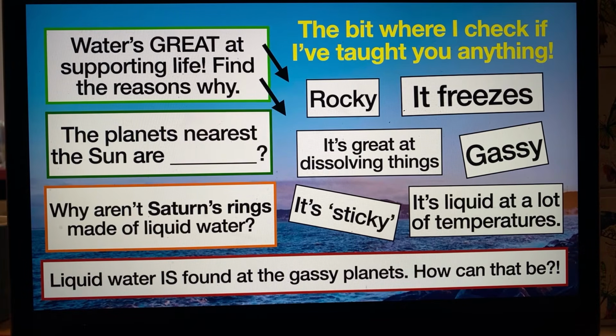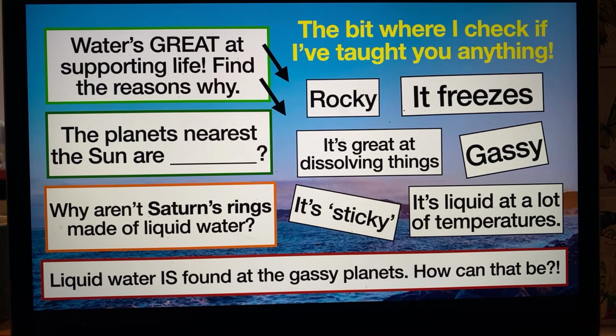Next question, the planets nearest the sun are... What are they? What are the planets nearest the sun? So you can choose from rocky, it freezes, it's great at dissolving things, gassy, it's sticky, it's liquid at a lot of temperatures. Why aren't Saturn's rings made of liquid water? Why are Saturn's rings not made of liquid water? And the last question is like, just do 20 press-ups, basically, in your head.